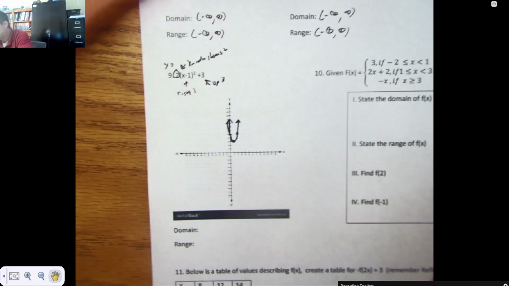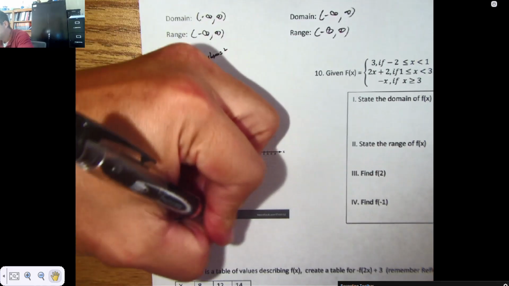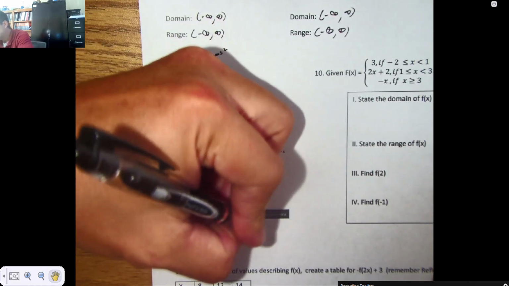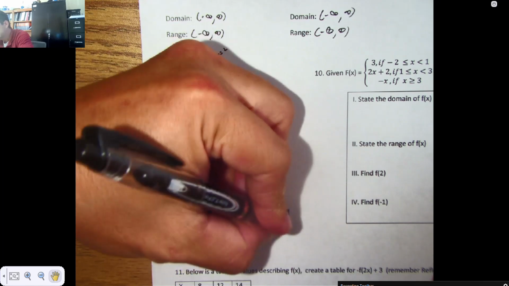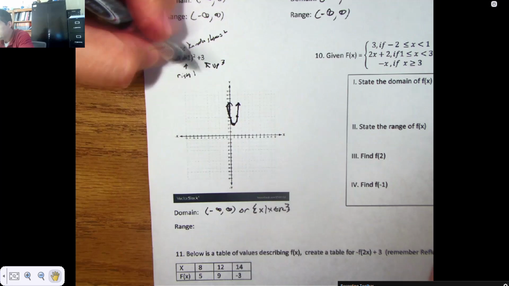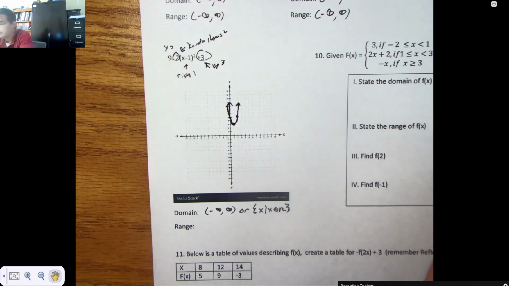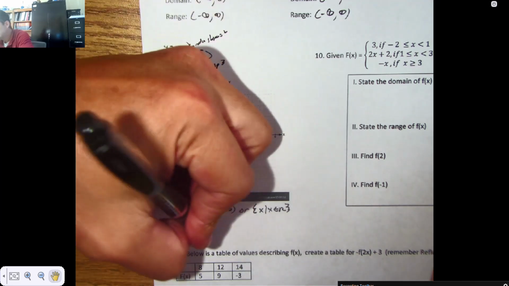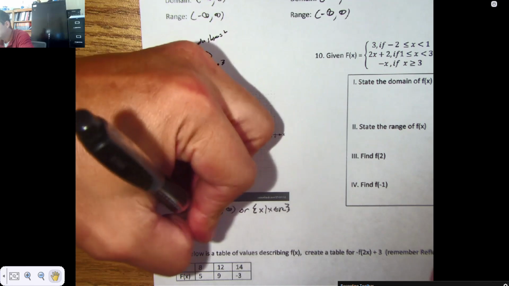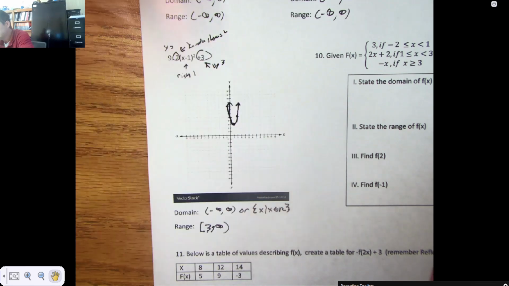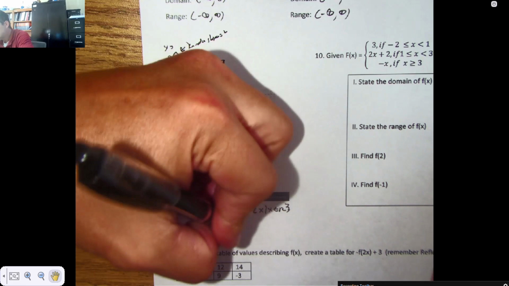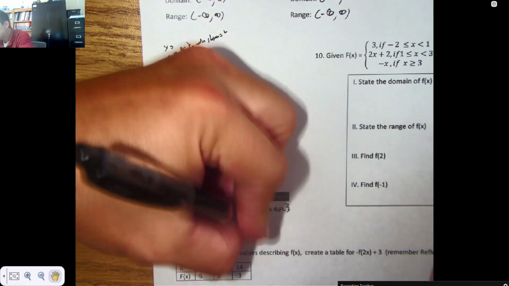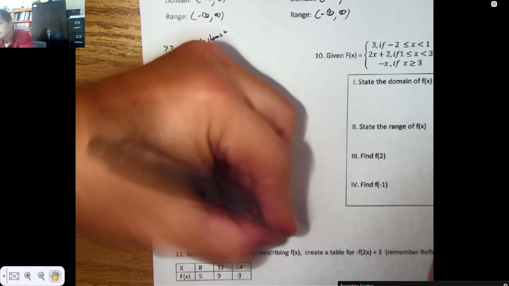The domain of any parabola in Algebra 2 is negative infinity to infinity, or all values of x such that x is an element of the real. The range, the low y value was right here, 3. And that's where it's at, by the way, when you're in vertex form. And then it rises to infinity. All values of y greater than or equal to 3. Almost done.